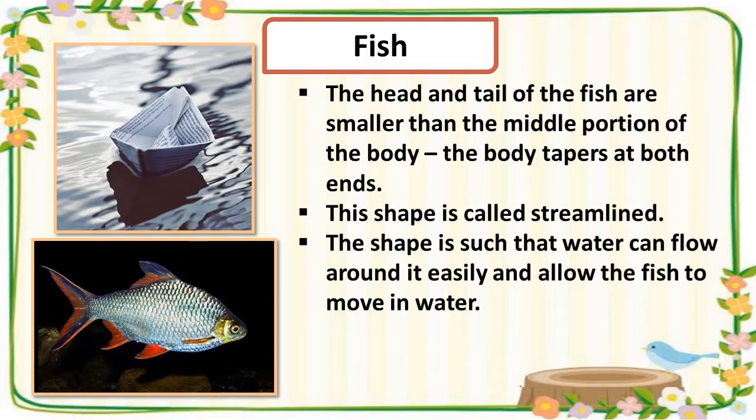So, we notice that the shape of a boat is somewhat like a fish. The head and tail of the fish are smaller than the middle portion of the body. The body tapers at both ends. This body shape is called streamlined. The shape is such that water can flow around it easily and allow the fish to move in water.